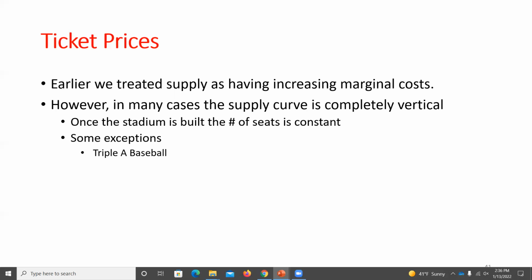And you have this step function of a supply curve. We won't go into that. We'll think about just the stadium capacity being what our supply curve is.